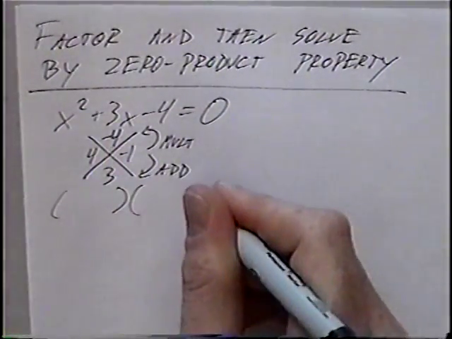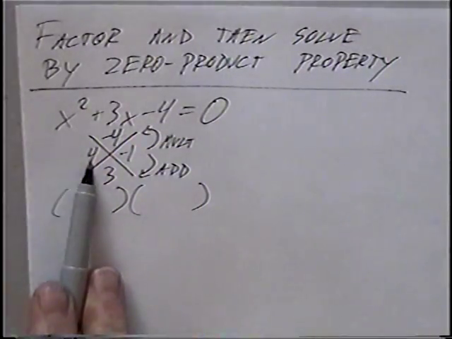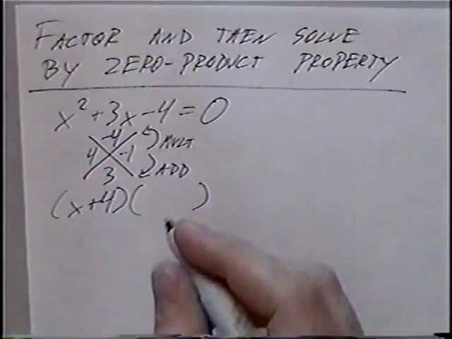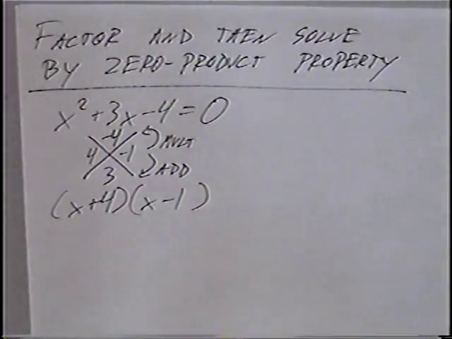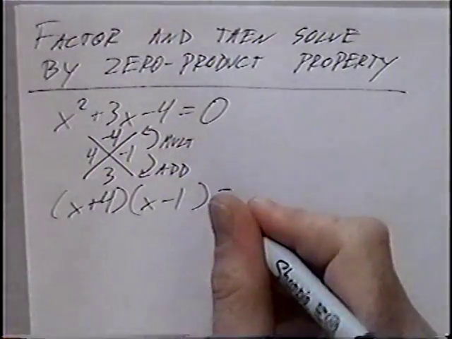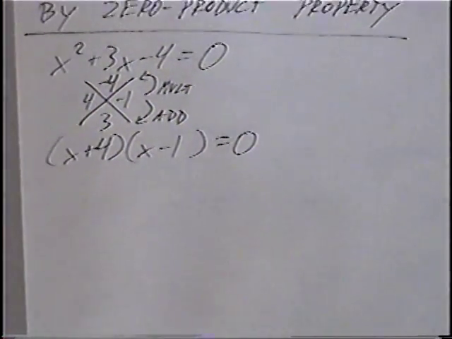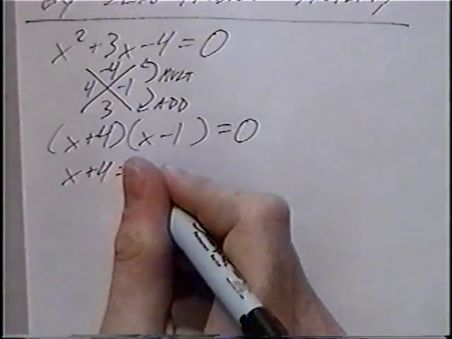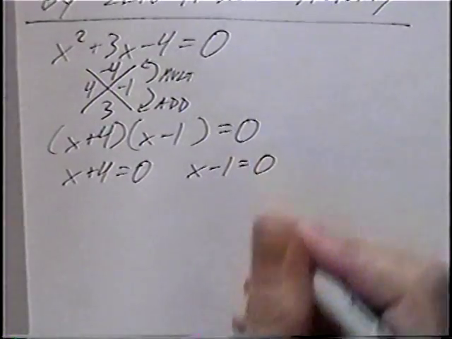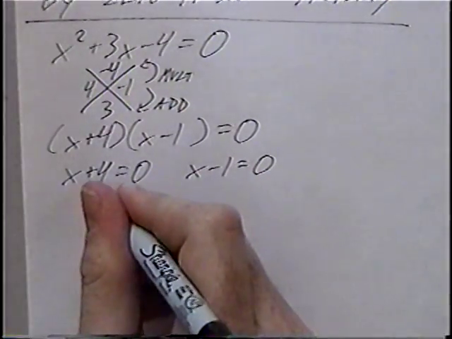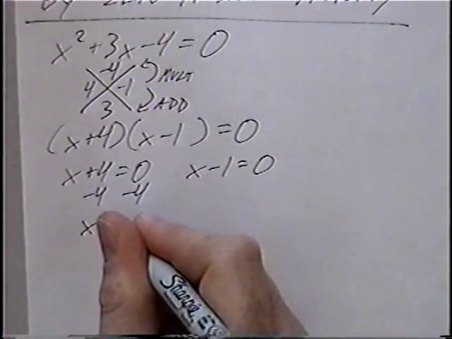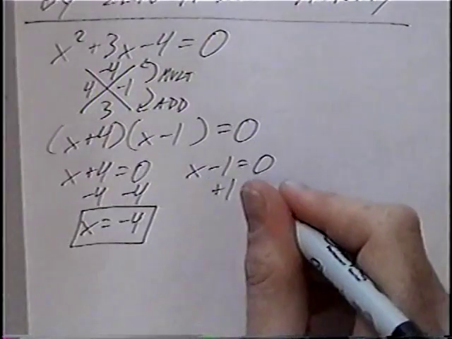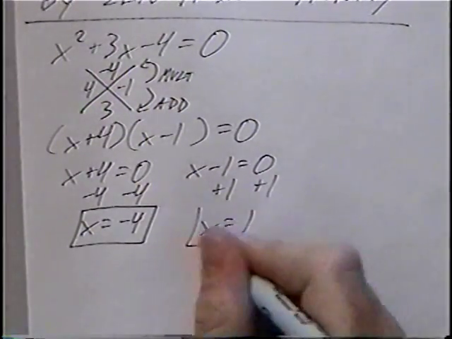If you remember, you put these answers in parentheses. Still using the x, and a positive 4 would be x plus 4. And the second parentheses with the negative 1 would be x minus 1. Equals 0 from above. And just like before, we have two parentheses. We can set those each equal to 0 and solve from there. The first parentheses, we can subtract 4. So x would equal negative 4. Second parentheses, we can add 1, and x would equal 1.